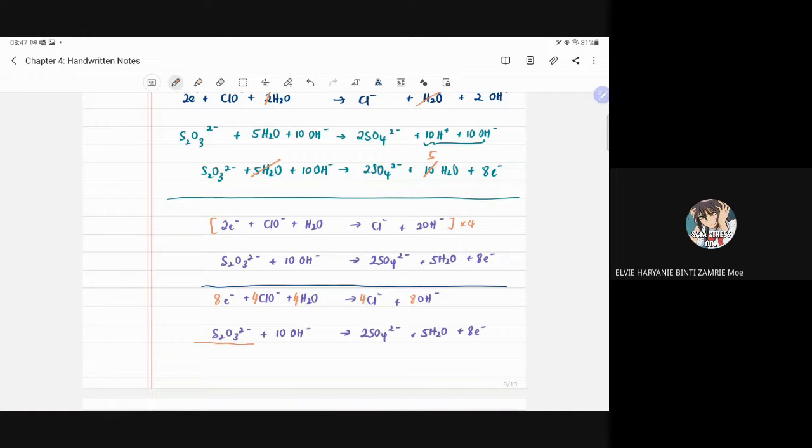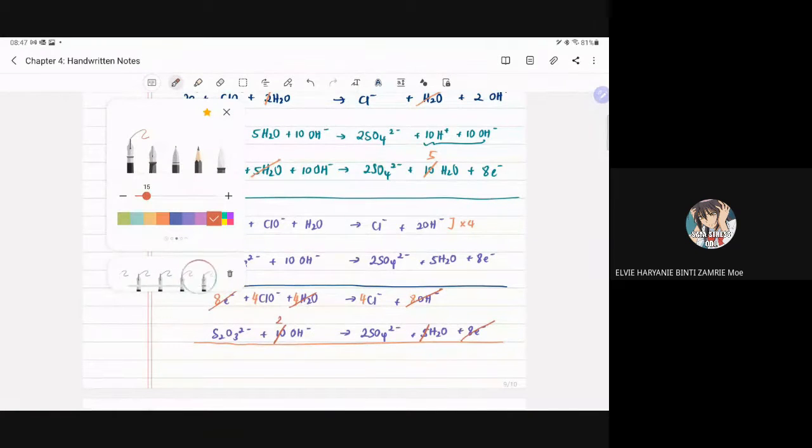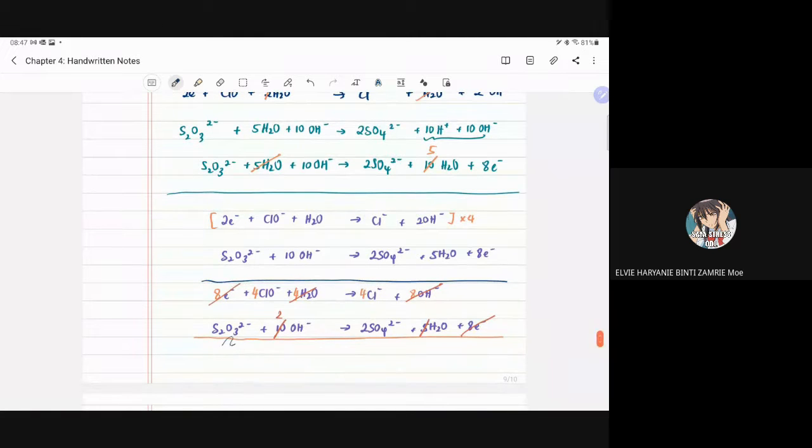Kita akan dapat the final answer. 8 elektron, 8 boleh potong. 5, 4. So potong 4, potong 5 akan jadi 1. OH minus 8, 10. Dekat different side. So 10 tolak 8, 2. Potong tinggal 2. So kita akan dapat final answer as S2O3 2 minus plus 4 ClO minus plus 2 OH minus forming 4 Cl minus plus 2 SO4 2 minus plus H2O.